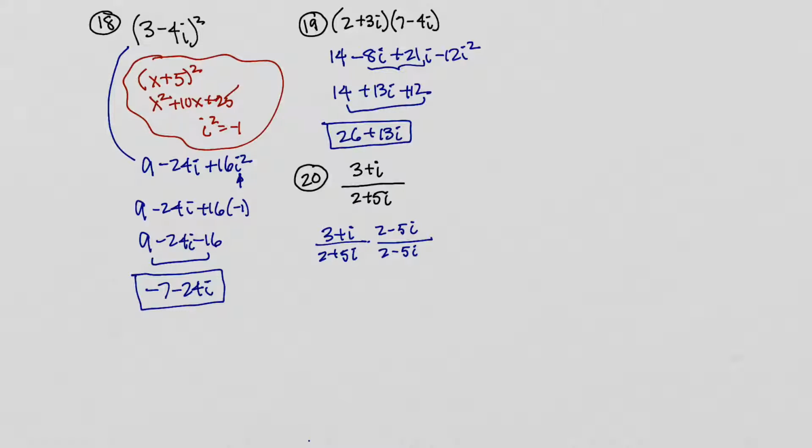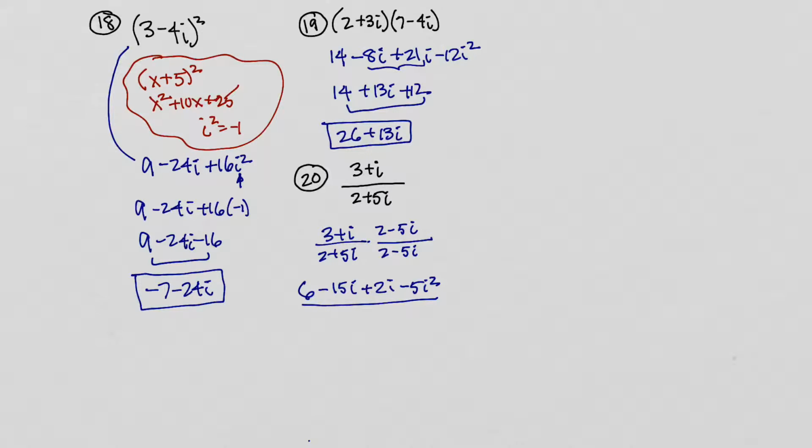Now let's multiply. So I'm going to multiply completely through in the top. So 3 times 2 is a 6. Then 3 times negative 5i is minus 15i. So I ran the 3 all the way through. Now come to the i. i times 2 is 2i, so I'll get a plus 2i, right? It's positive i times positive 2, so 2i. And then i times negative 5i is negative 5i squared, minus 5i squared, all over.